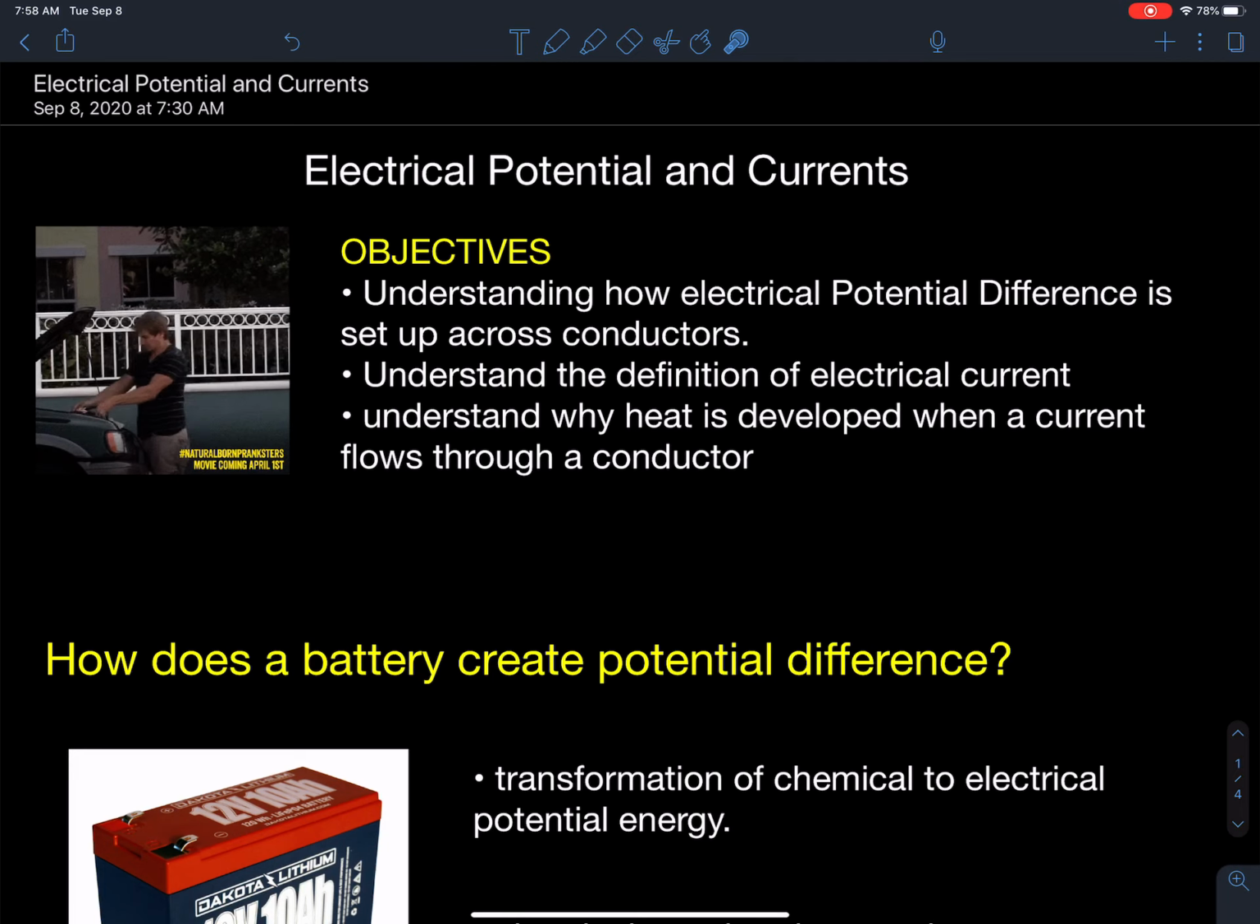So for today's lesson, we want to understand how electrical potential difference is set up across conductors. When we hook up a battery to a wire, why is an electrical potential difference set up? And why does that electrical potential difference lead to something called an electrical current? We're going to understand the definition of electrical current.